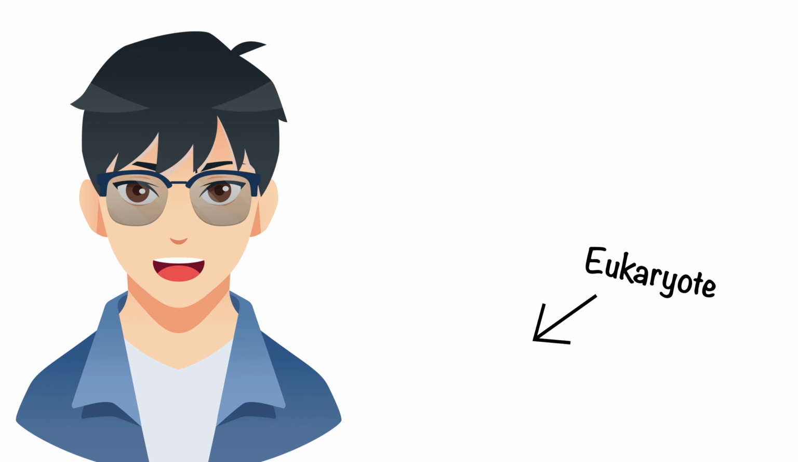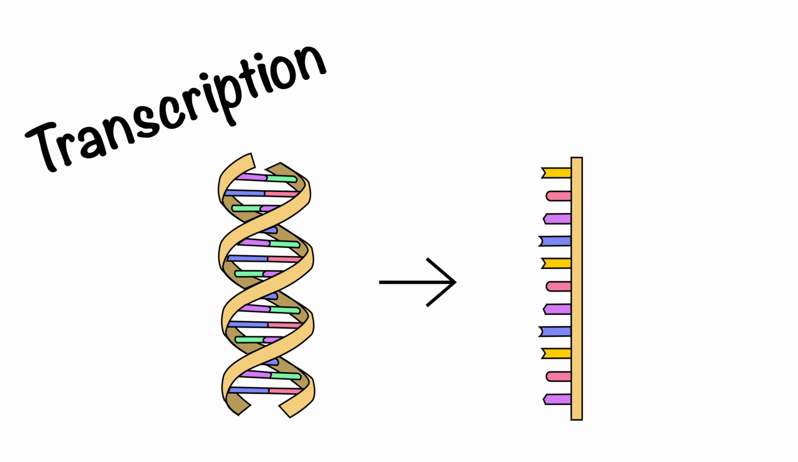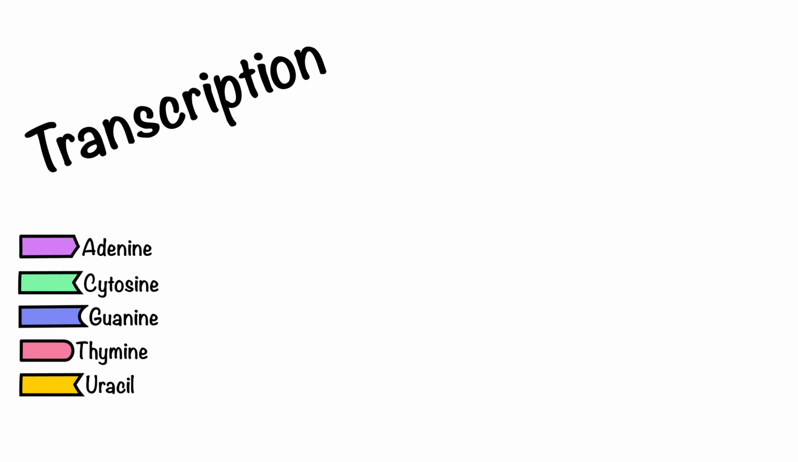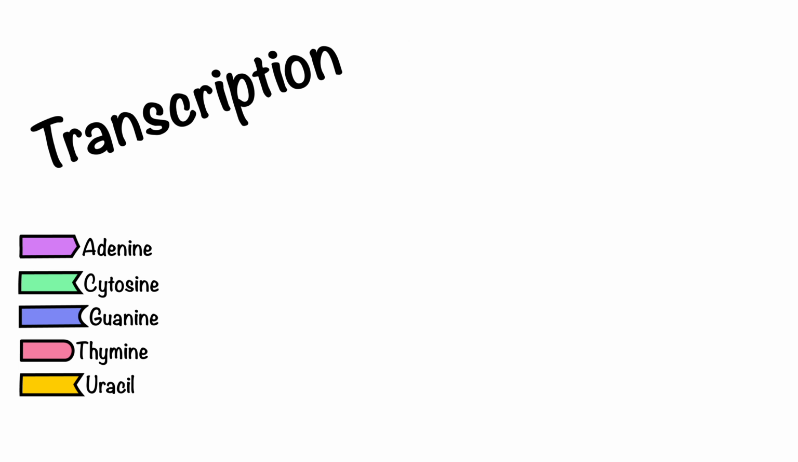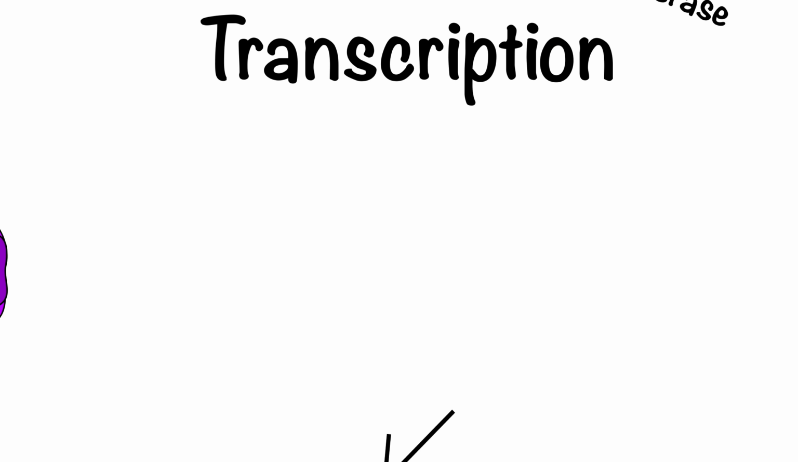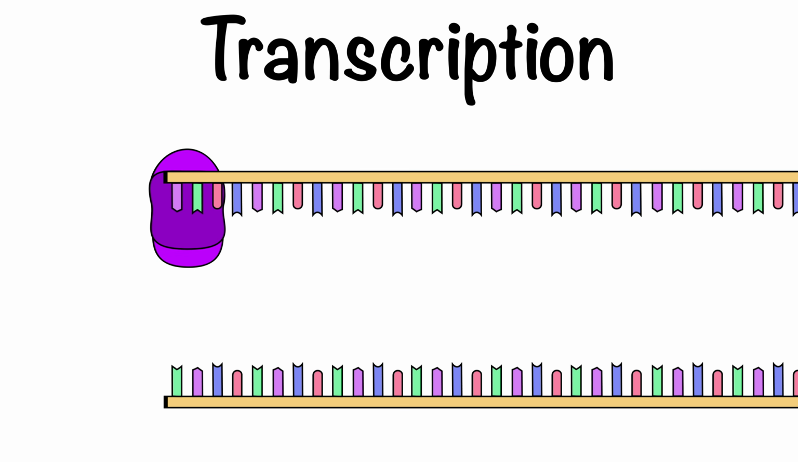In eukaryotic cells, transcription takes place in the nucleus. Transcription is a transfer of genetic instructions from DNA to mRNA. During transcription, a strand of mRNA is made to complement a strand of DNA. Transcription begins when the enzyme RNA polymerase binds to a region of DNA to unwind, so the enzyme can read the bases of the DNA.